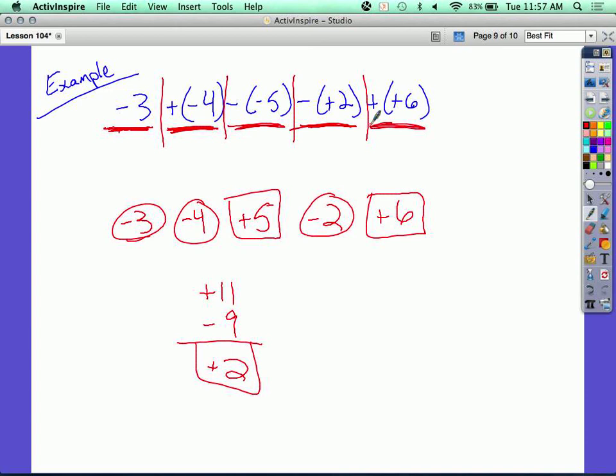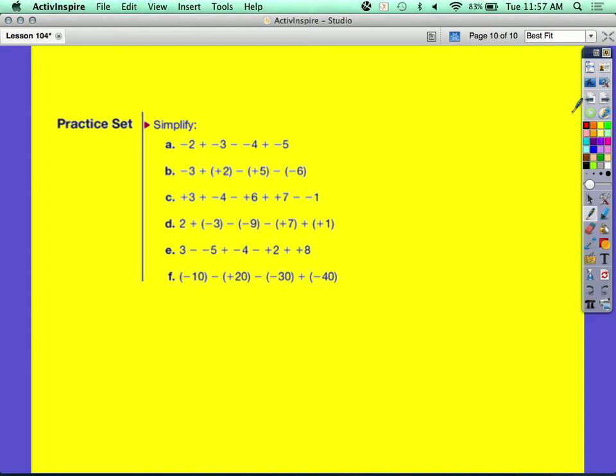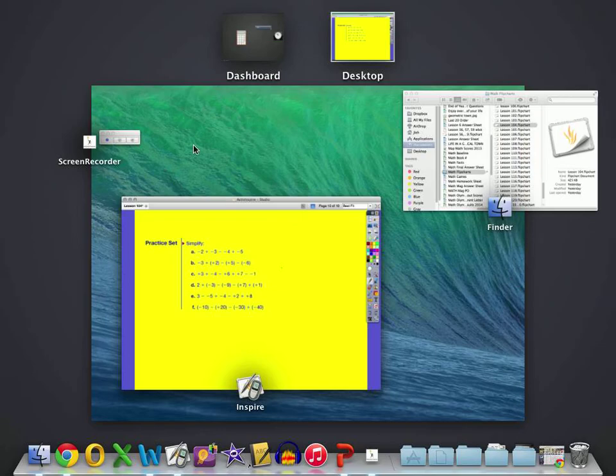So putting all that together, our problems are going to look like this, and this is how we can solve it. So get them into our positive and negative numbers, so we just have one sign with each number, and then we can combine like terms to get our answer. So there's the practice set. Make sure you take your time, figure out the numbers. Make sure you bring any questions you may have to class.